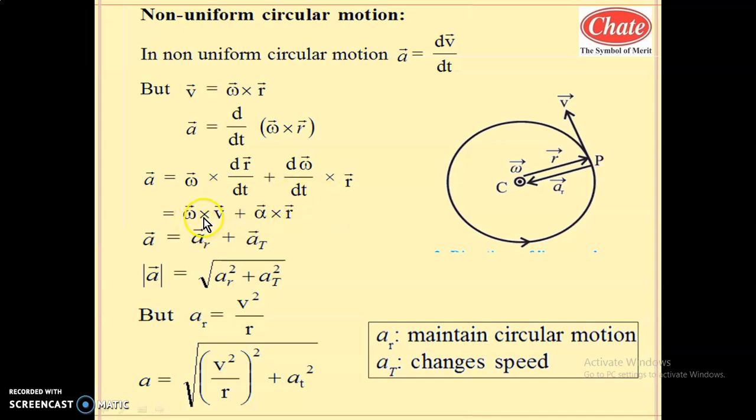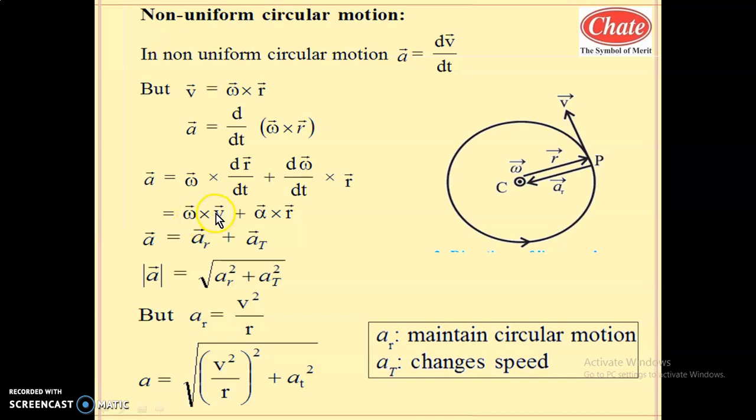From this equation, it is observed that the acceleration vector is equal to the sum of two vectors. When any vector is equal to the sum of two vectors, those two vectors are said to be the resolved parts, or components, of that vector. Hence, this vector A is resolved into these two components. Omega cross v is the radial component of acceleration.